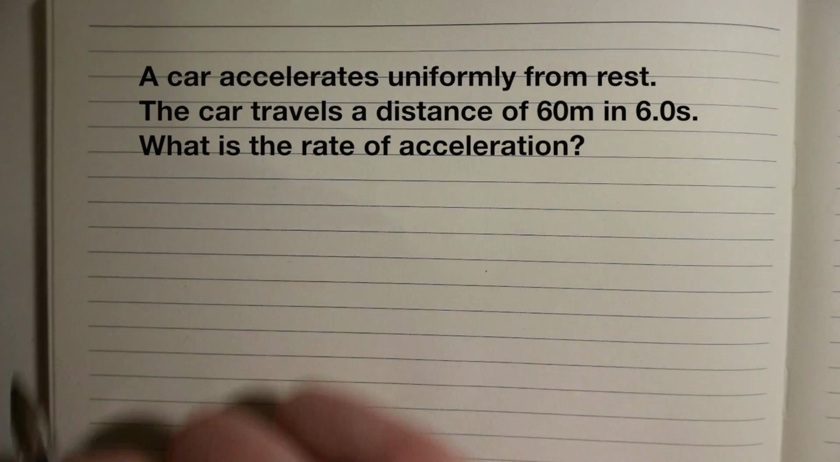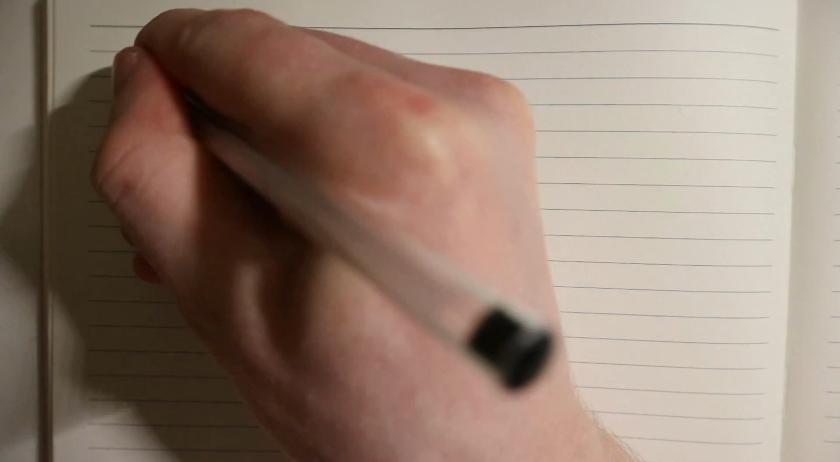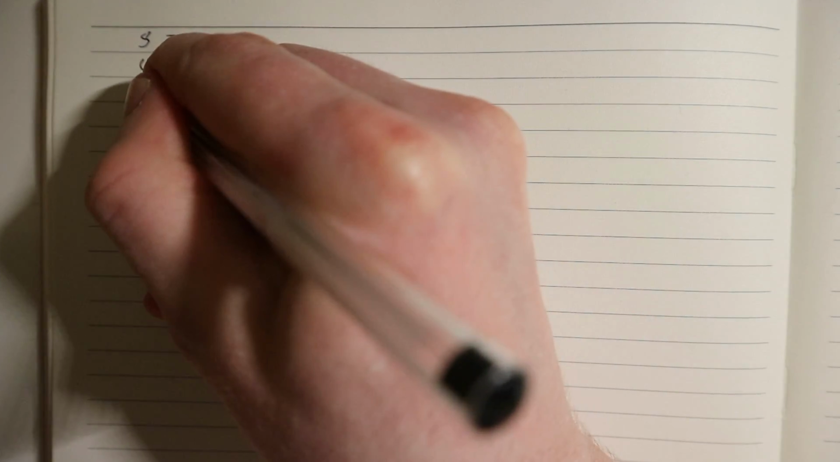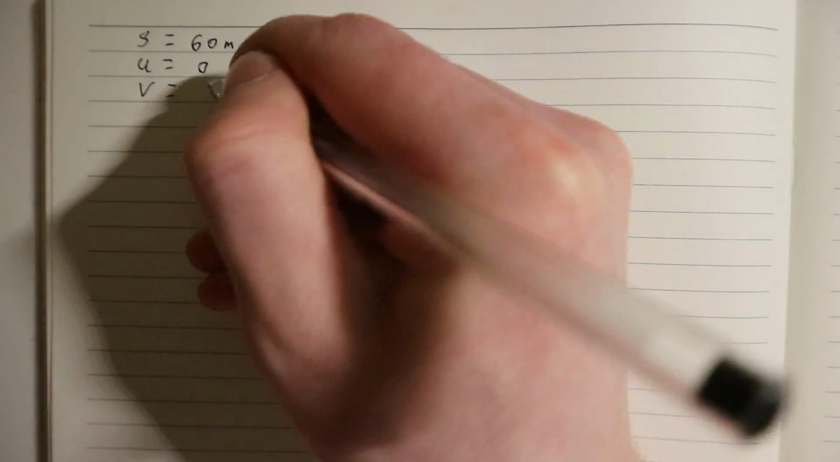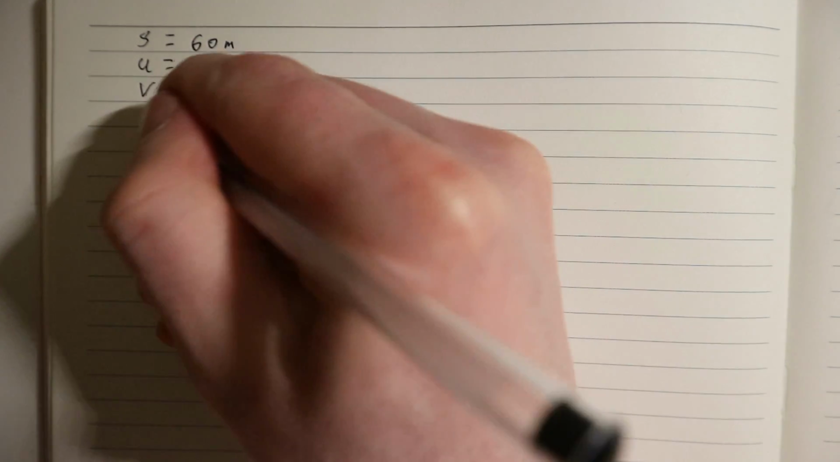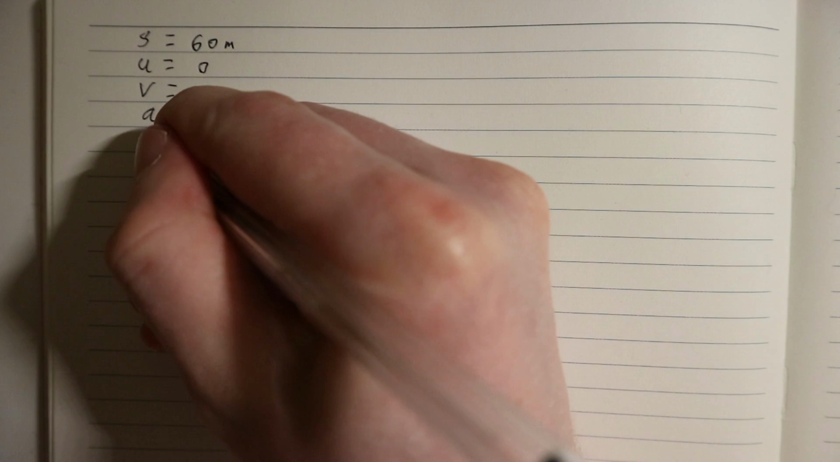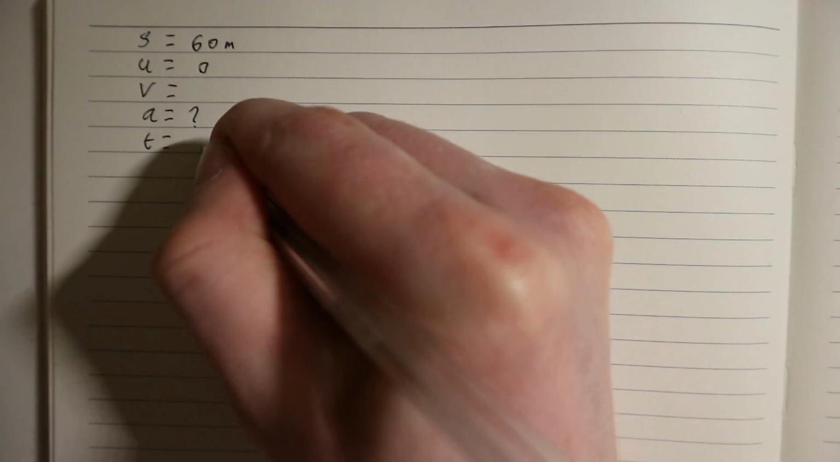So first off, we write out our SUVAT as S, displacement, equals 60 meters. U, initial velocity, equals 0 because it's from rest. Final velocity V is unknown, and the acceleration is what we're trying to find. That's constant acceleration. And time is 6 seconds.